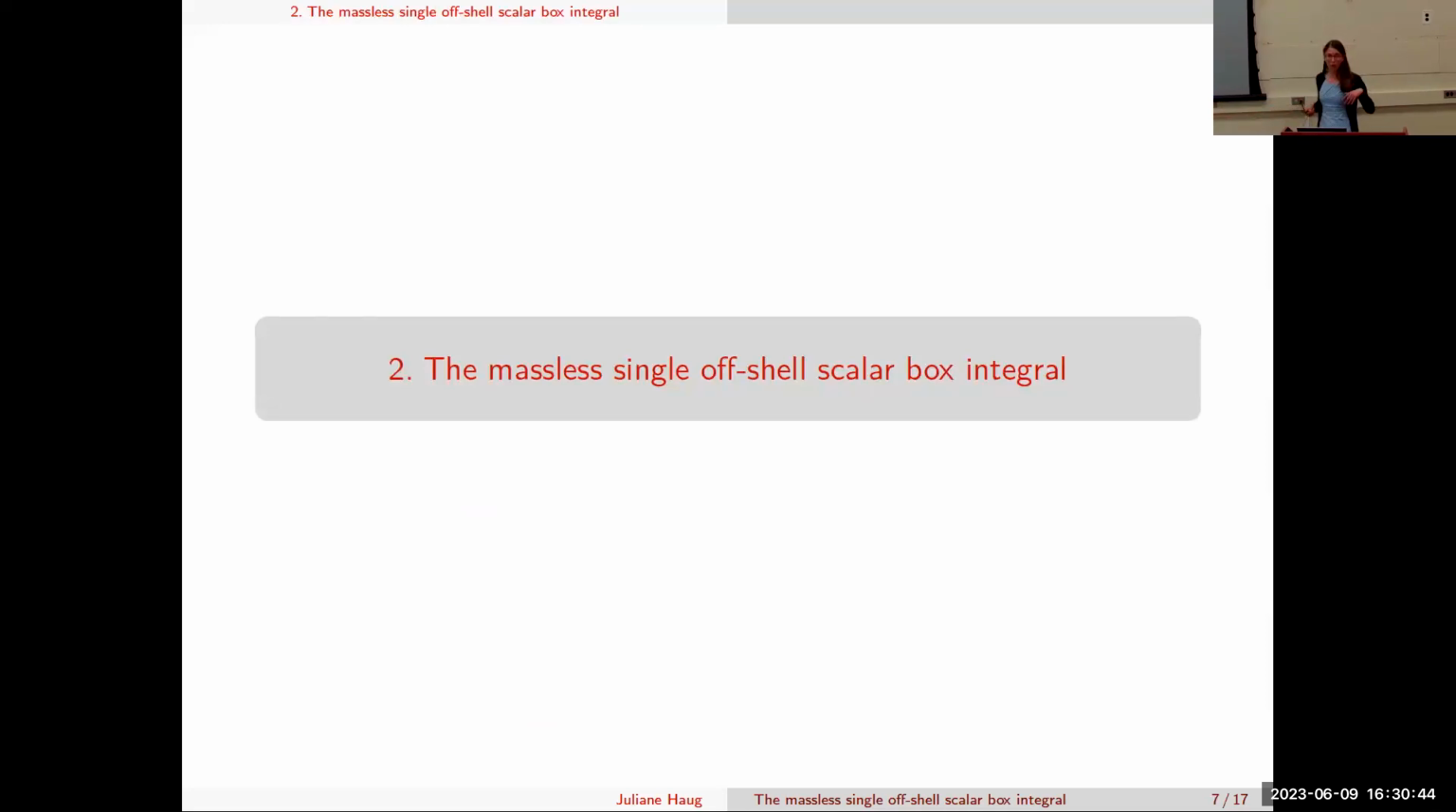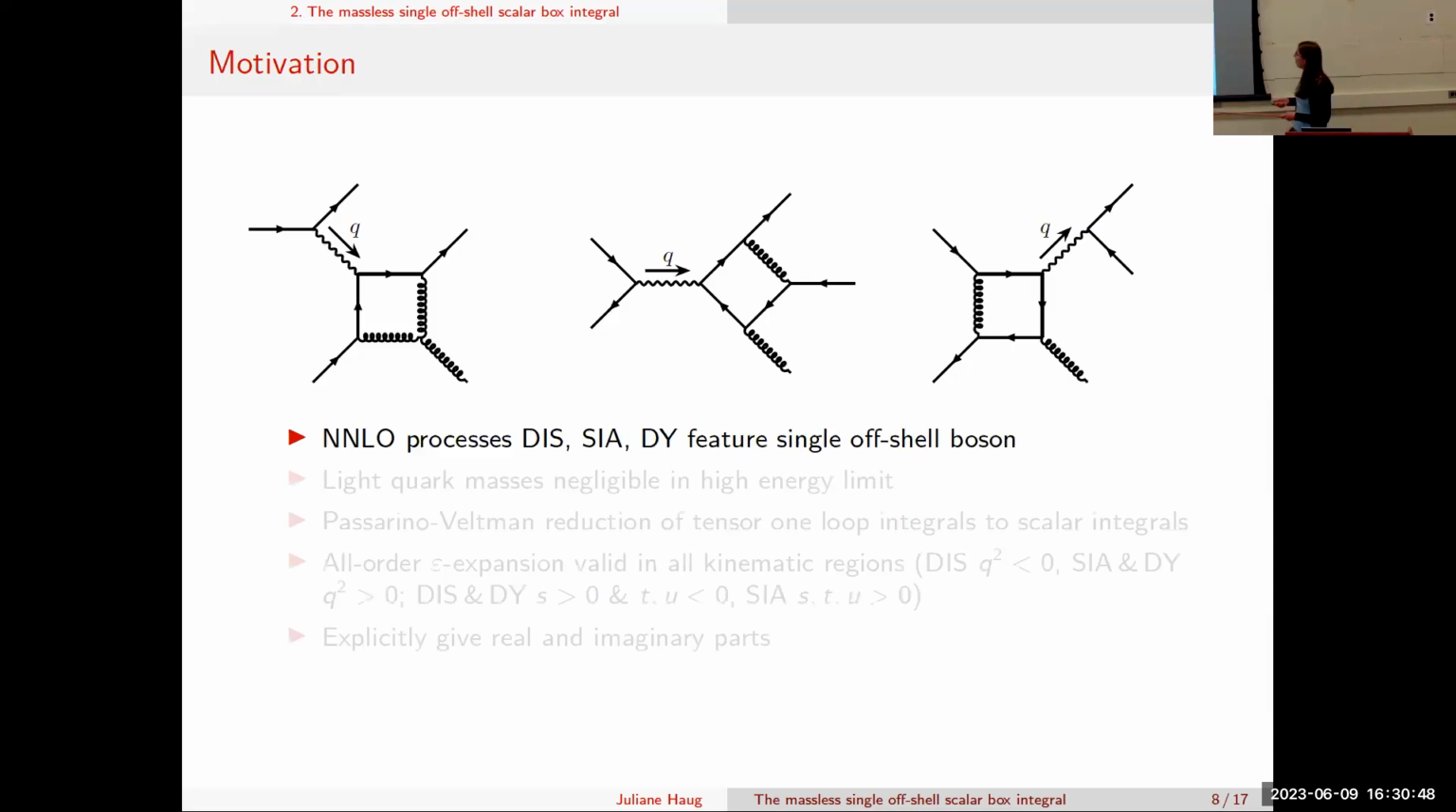Okay. Now with this introduction, we can move on to the integral we're looking at. So why are we motivated to look at this? At next to leading order, DIS, electron-positron annihilation, and Drell-Yan all feature the box integral in the corresponding Feynman diagrams. And all these integrals have a single off-shell gauge boson, which here is shown as a photon, and this has non-zero mass. So that's the single off-shell in my title.